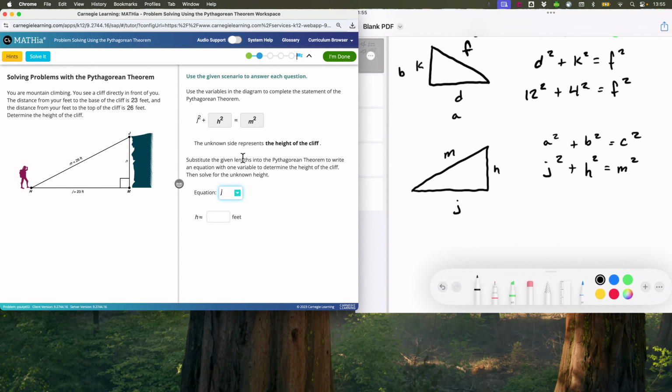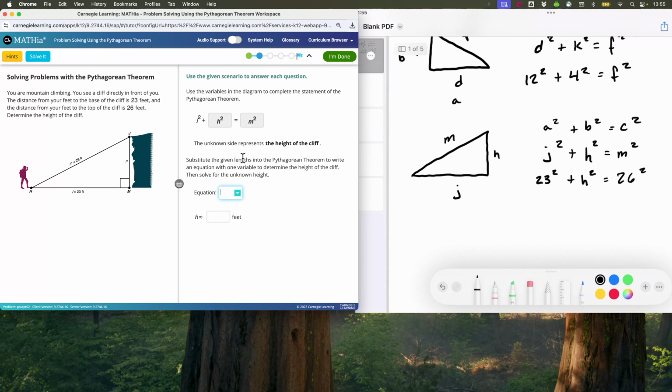So j to the power, well, I guess we already did that one. How did they want the equation on the other one? We're probably going to have to put numbers in, I think is what's going on. So we will replace j with 23. We will not replace h because we don't know what it is. And m is going to be 26 to the power of 2. And so we have to do a little bit of solving here because we don't know what we're going to end up with.